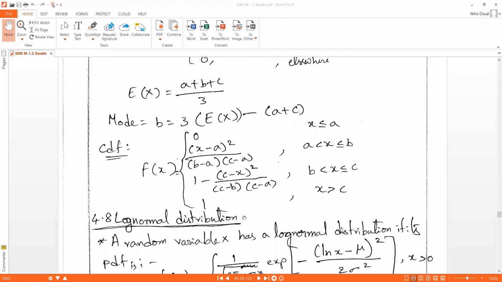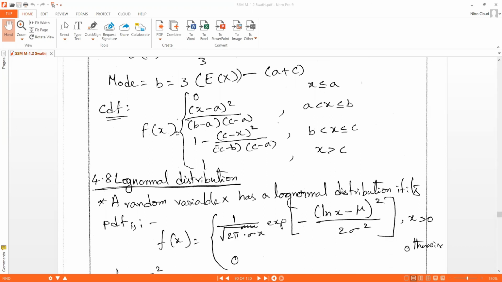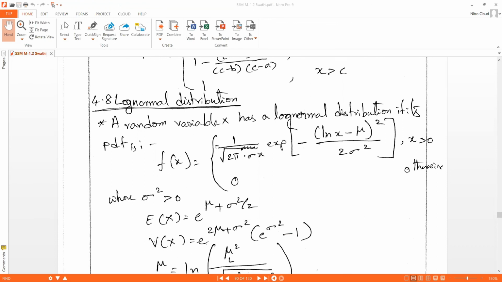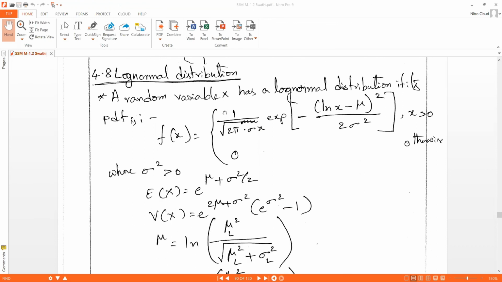F of x equal to 1 if x is greater than C. Okay, that is the CDF for triangular distribution. Next one is log normal distribution.